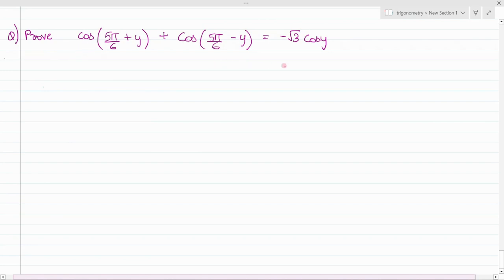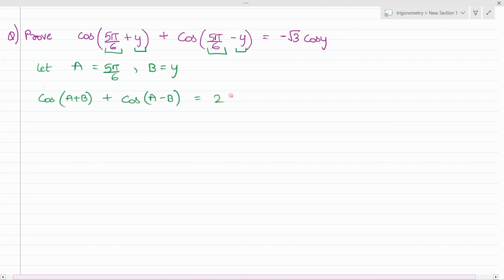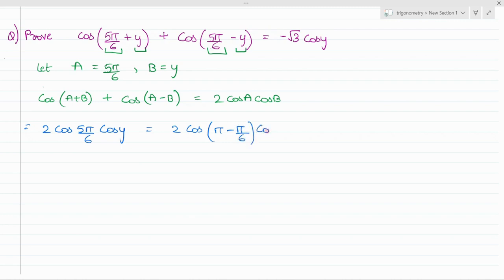In this question, we need to prove LHS is equal to RHS. So here we need to assume A as 5 pi by 6 and B as y, because it's in the form of cos A plus B plus cos A minus B. So according to the formula, cos A plus B plus cos A minus B is nothing but 2 cos A cos B. So just substitute the values in this formula. You will get 2 cos A, A is nothing but 5 pi by 6, cos B, B is nothing but y. So this 5 pi by 6 can be written as pi minus pi by 6, cos y.